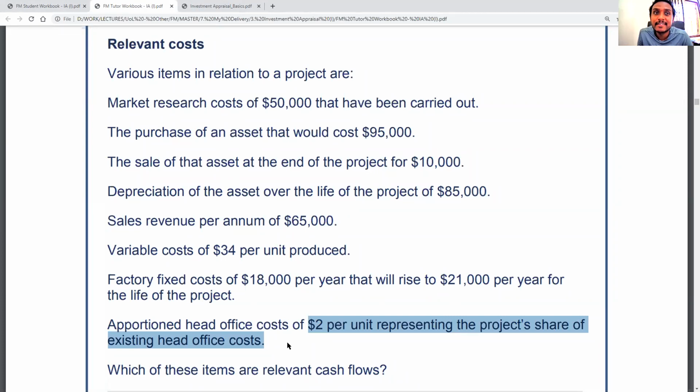Relevant. Really? Representing the project share. For existing head of. But I consider it a relevant cost.